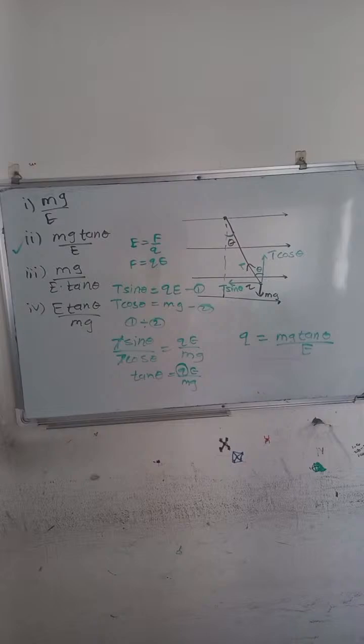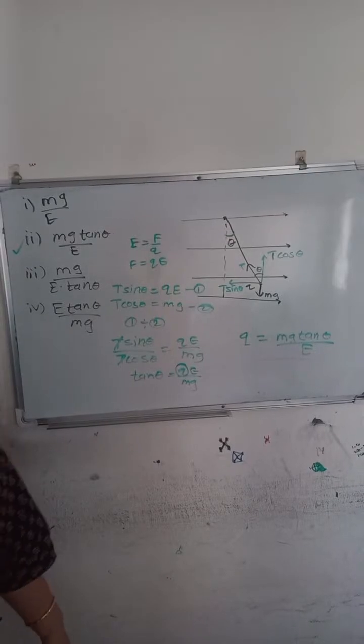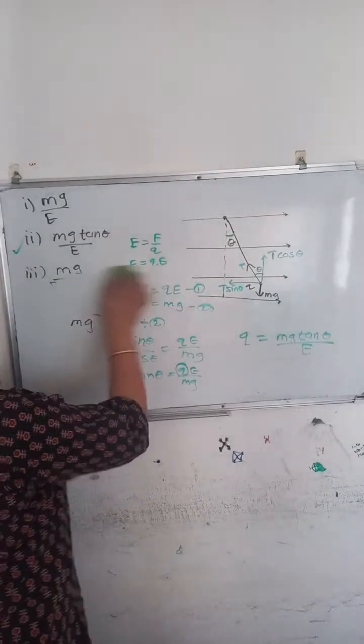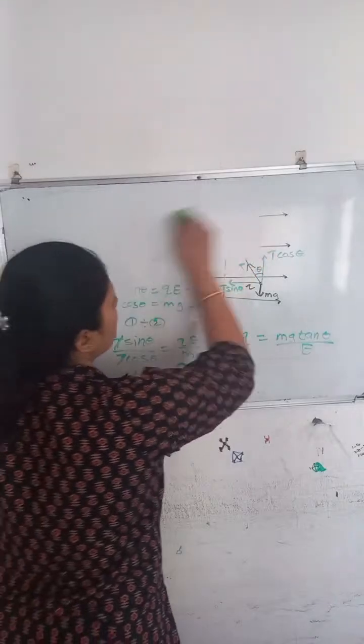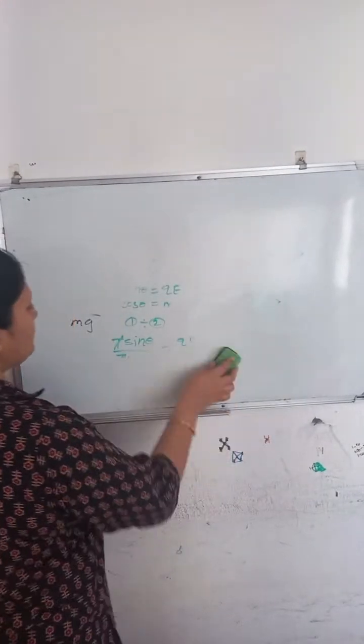Two parallel large thin metal sheets have surface density sigma given, that is 26.4 into 10 raised to minus 12 coulomb per meter square of opposite sign. We have to find the electric field intensity in between the parallel plates. We know the formulas, we already did this kind of question. So I will try to draw here.